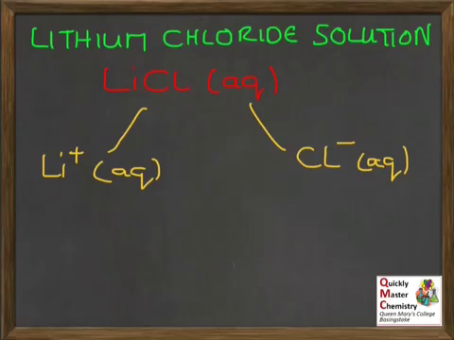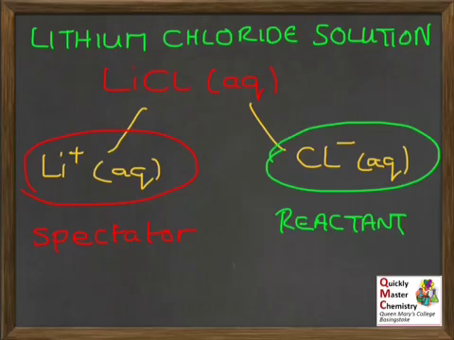So what do these do in the reaction? Well, the lithium ions do absolutely nothing. They just stay in solution, and so they're spectator ions again. The chloride ions, now those are the ones that will be reacting with the silver ions to form the precipitate, and so they are a reactant in this reaction.